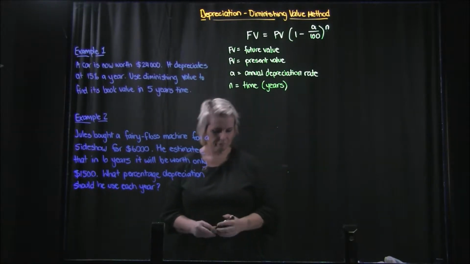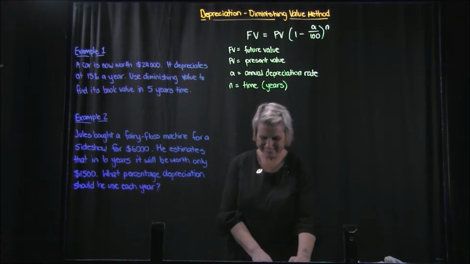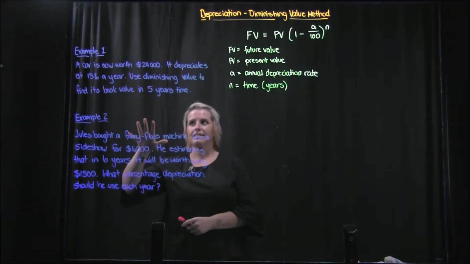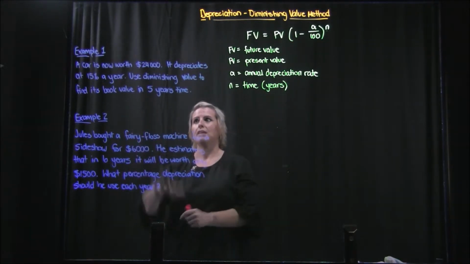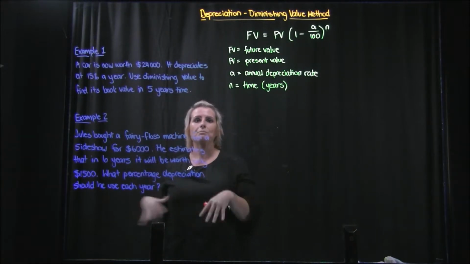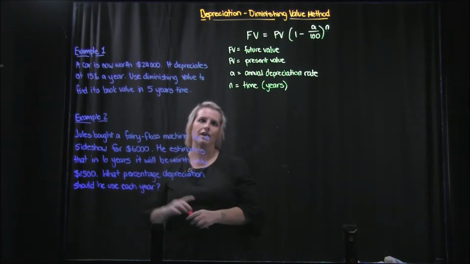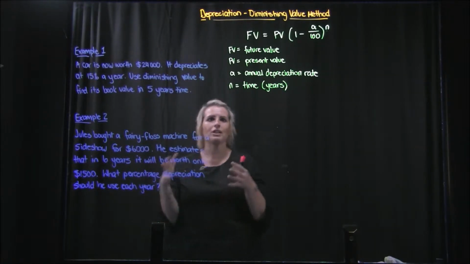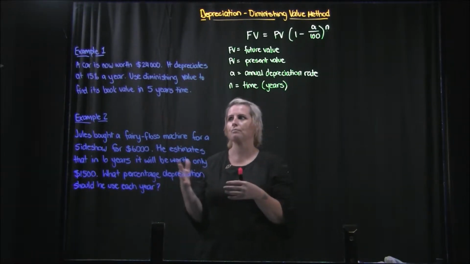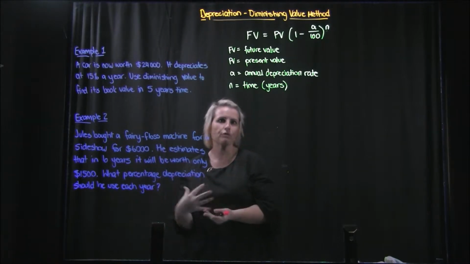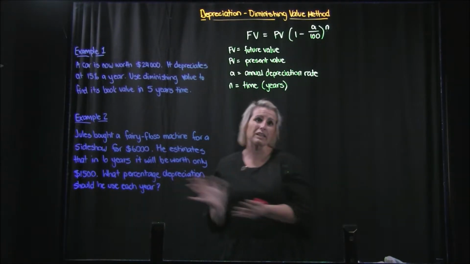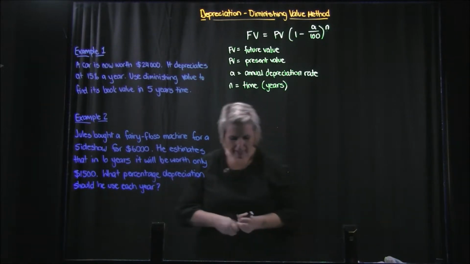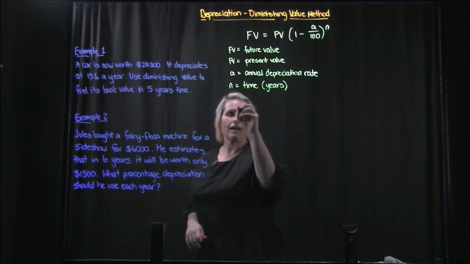Okay, so here's what we're going to do. We're going to do this first example, and we're going to use this formula. We have a car that is at present worth $24,000. It depreciates at 15% per year. We're going to use the diminishing value method to find its book value in 5 years' time. So we're looking at what it's going to be worth in 5 years' time if we want to sell the car. The first thing is to write our formula.